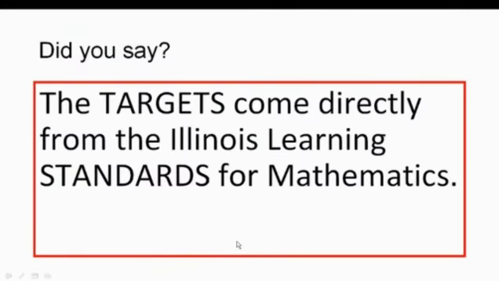Did you say the targets come from the Illinois Learning Standards for Mathematics? If you said that, give yourself a pat on the back today.